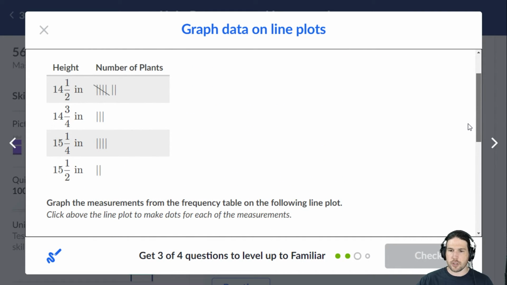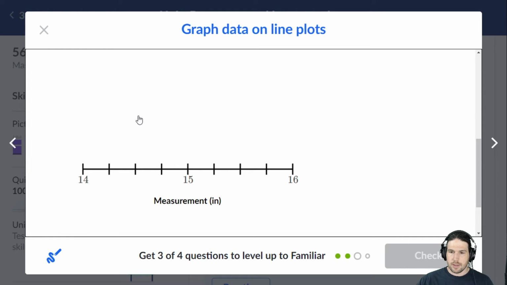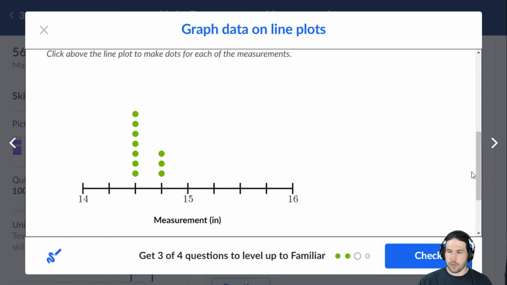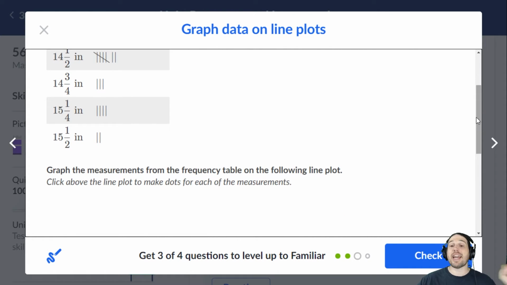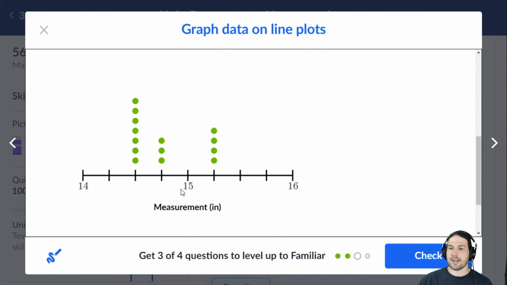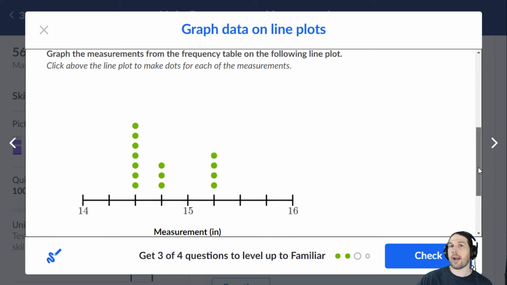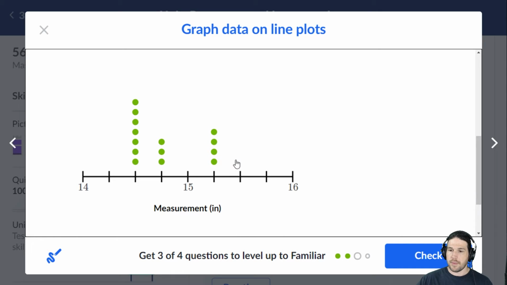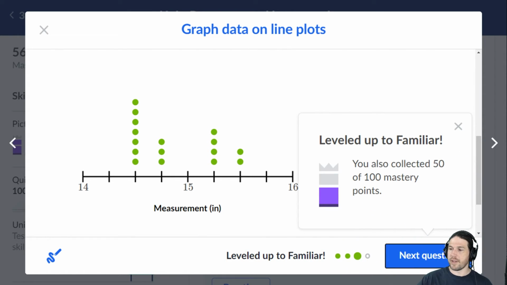So at 14.5 inches, we need 7. 1, 2, 3, 4, 5, 6, 7. Then at 14 and 3/4, we need 3. And then be careful. At 15 and 1/4, we need 4. That's here. Don't put it on the 15. I made that mistake, or almost made that mistake in the last problem. It happens. Make sure you're being clear about where these dots are supposed to go. At 15.5, there's 2. That's right there. Moving along.